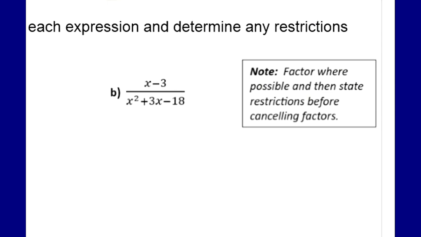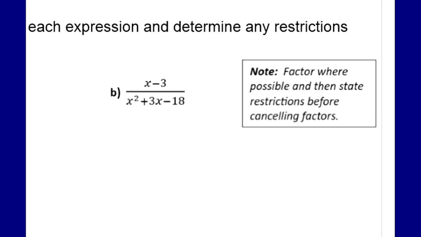For B, I have x minus 3 divided by x squared plus 3x minus 18. So we're looking at the bottom, or the denominator. This is a simple trinomial. So right now, I can't look at this and say what my restrictions are, because I would have to solve basically for when x equals 0. With a trinomial, it can be a little bit difficult. We'd have to use the quadratic formula to find our x-intercepts, so to speak. But it's also easier to factor.